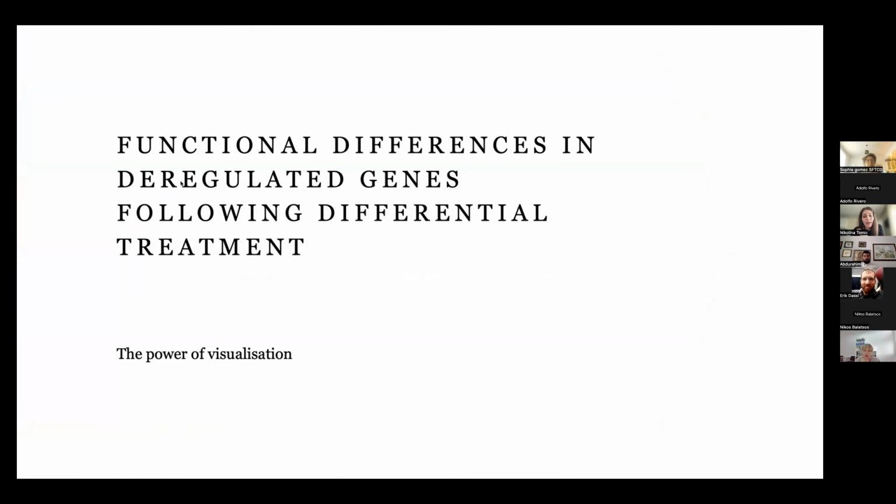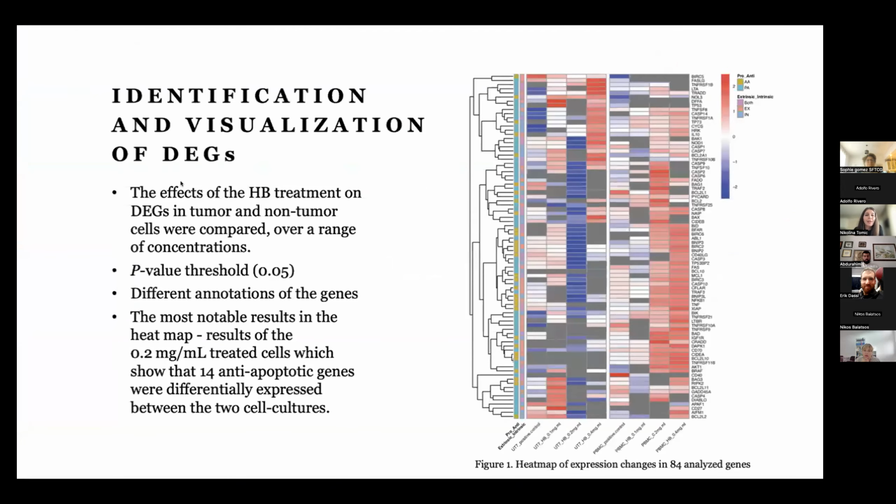In the first part of the results, which I will present to you, the power of visualization is demonstrated. In the first step of our analysis, all 84 targeted genes were included. A graphical representation of their differential response between the 2 cell types among all treatments was obtained in the form of a heat map, which is shown here on the slide. A color scale indicates downregulation and upregulation from blue to red. Expression changes that do not pass the p-value threshold, which was set to 0.05, are shown in gray and were excluded from further analysis. Besides that, different annotations of the genes are noted on the left side of the heat map.